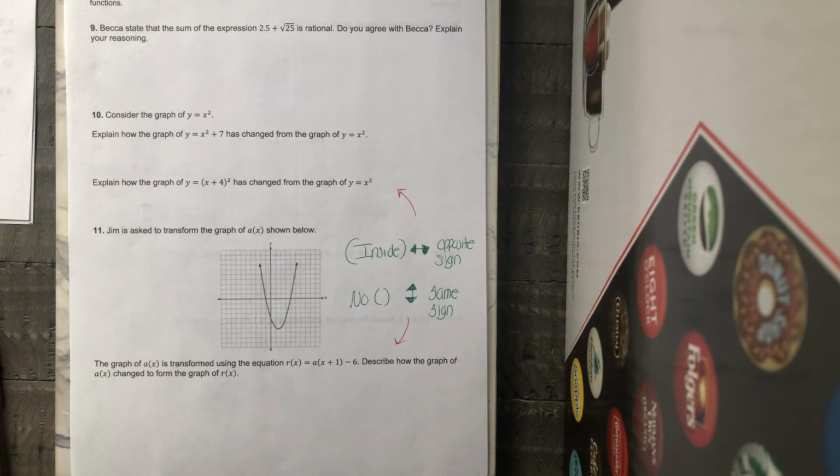Moving on to number 9. So as I look here at number 9, it says, Becca stated that the sum of the expression 2.5 plus the square root of 25 is rational.